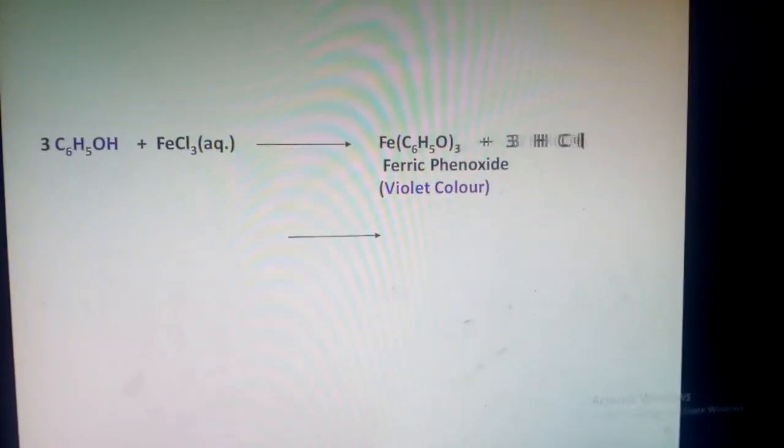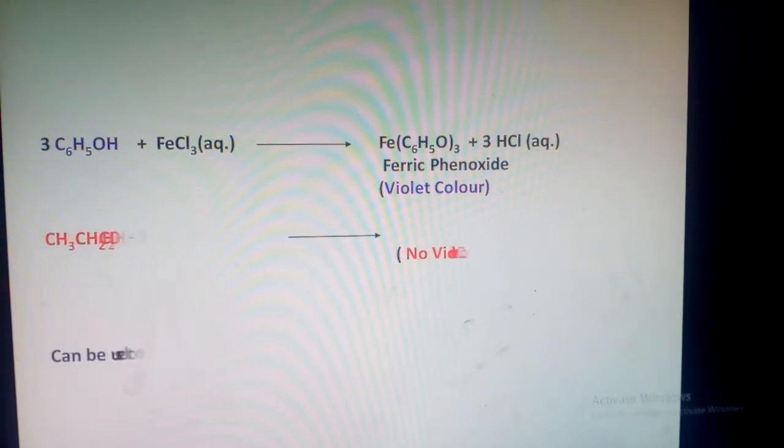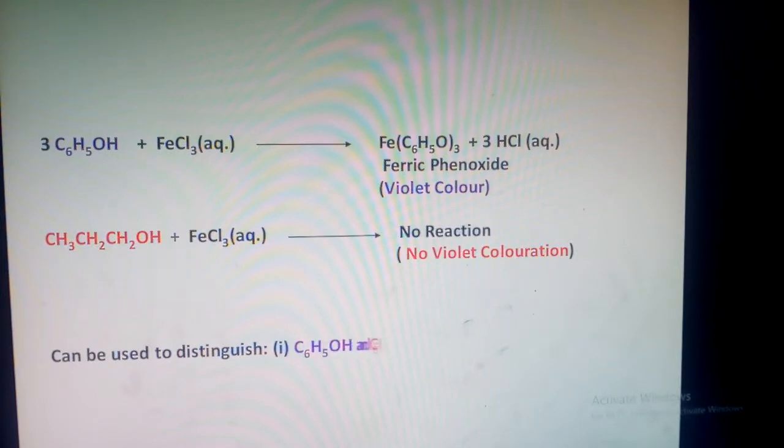On the other hand, aliphatic alcohols do not react with ferric chloride to give such violet coloration in solution. So we can see here phenol, when reacted with FeCl3, will form ferric phenoxide, which will give violet coloration in solution. On the other hand, ethanol will not give such a violet coloration. Similarly, you can use this test to distinguish between phenol and benzyl alcohol. Here, phenol will give violet coloration and benzyl alcohol will not.